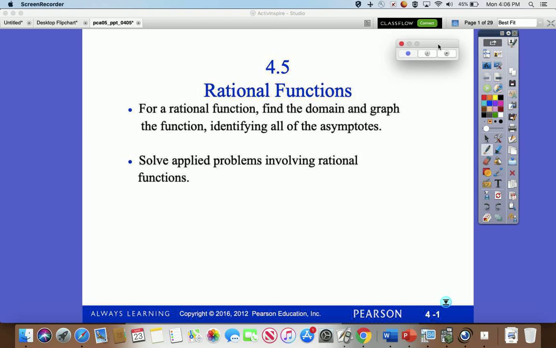4.5. Some of you learned this in Algebra 2 and some of you didn't, so pay close attention. It's probably the hardest of the Chapter 4 sections, so this video may go a little long, but I'm going to attach the lecture slides in Schoology and Canvas in case you need to go back and review those.